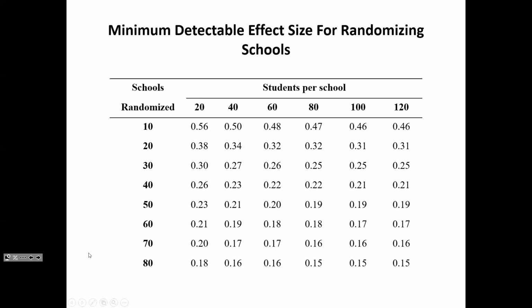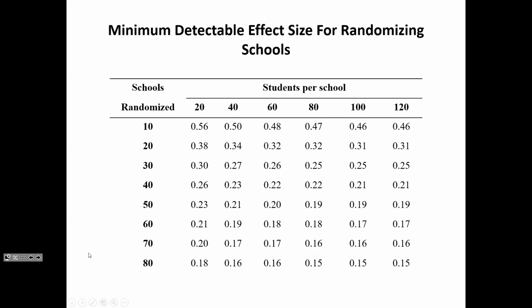So for example, going back to that table that I showed you, here are the number of schools that are randomized in a cluster randomized trial, the number of schools randomized to treatment and control, assuming equal numbers in each group. Here are the number of students per school, and this is the minimum detectable effect size. Higher power, by the way, means lower minimum detectable effect size. This is saying if I had 20 students per school and 10 schools randomized to treatment and control, the minimum effect size I could detect would be 0.56.